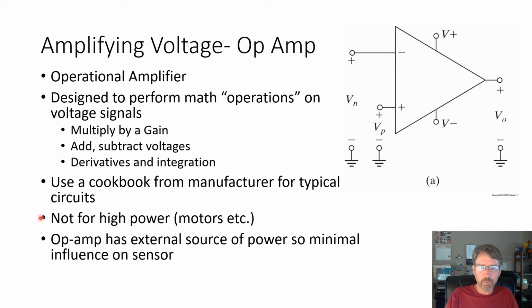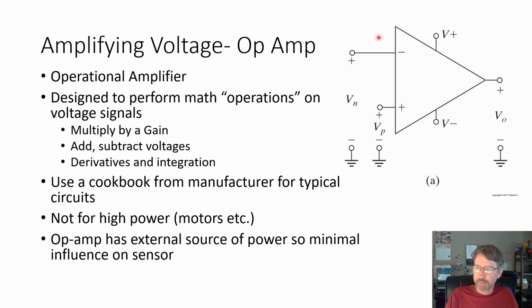One thing to remember with op amps is they're not good for high power. So you don't want to drive a great big speaker or a motor or something like that with an op amp. They're really for signal manipulation. So good for sensors, good for data acquisition. The op amp has an external power source, so most of the time, the way we use them, it doesn't really have any influence on the sensor.